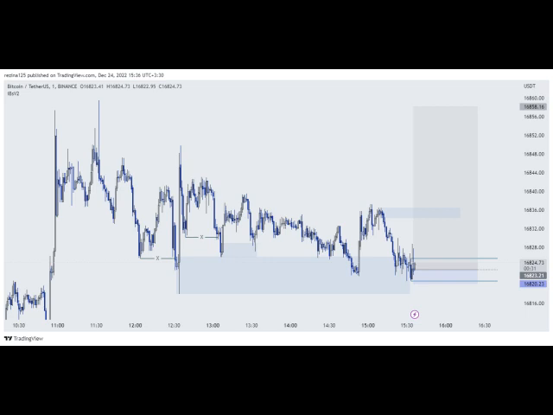Let me just see something here, sorry guys. Okay, M15.